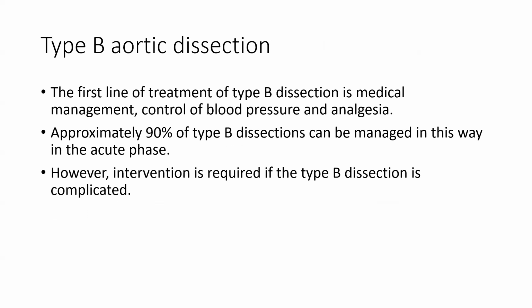About type B dissection, the first line treatment of type B dissection is medical management, control of blood pressure and analgesia. Approximately 90% of type B dissections can be managed in this way in the acute phase. However, intervention is required if the type B dissection is complicated.